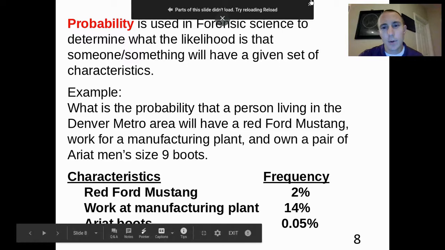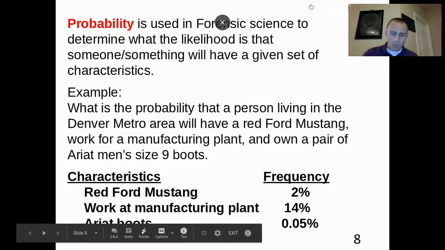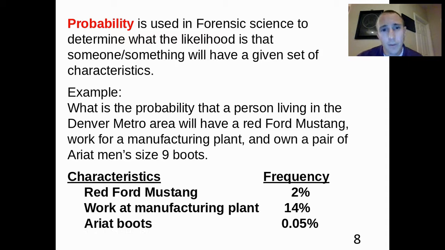So let's look at an example. So this is going to relate a little bit more to how we can use class evidence and determining the value of it. So let's say that there was a robbery. Okay, so someone broke into someone's house and stole a bunch of goods.